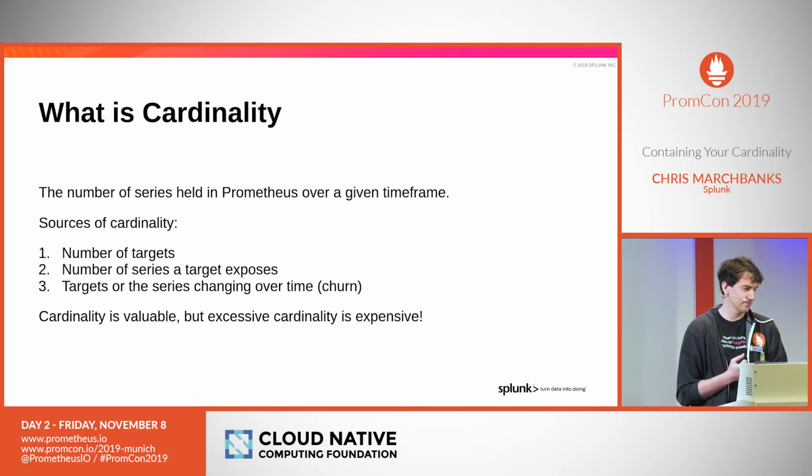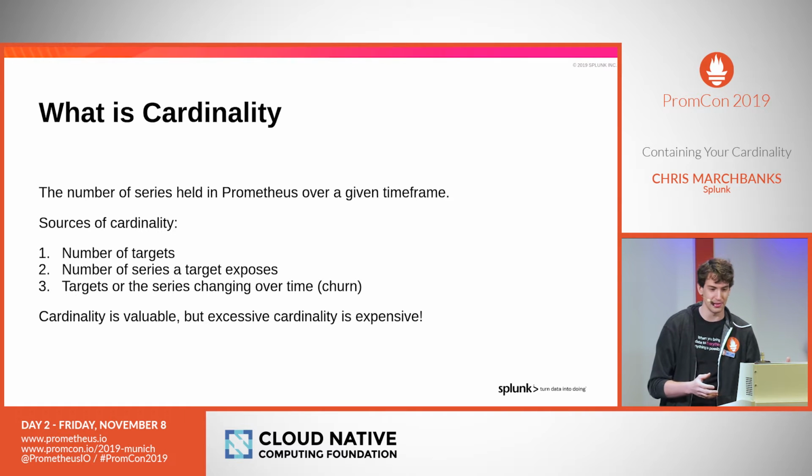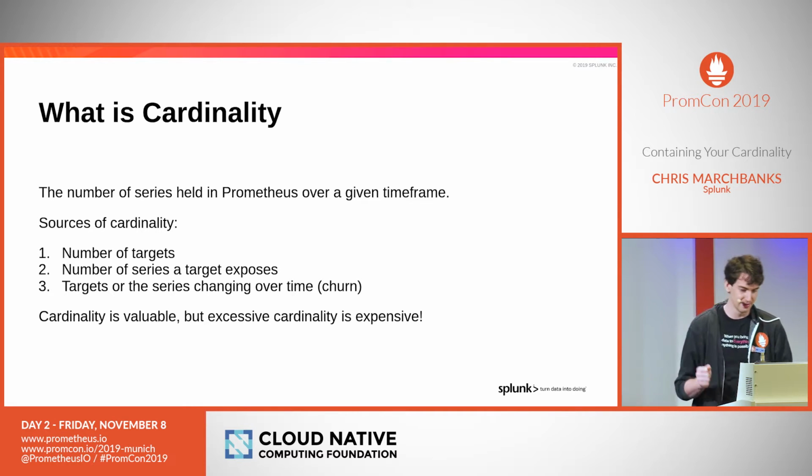And then a few different sources of cardinality: targets, series on a target, and also just how those change over time. If you're running in Kubernetes, targets are constantly coming up and down. That adds a lot to cardinality that isn't necessarily reflected at any one point in time. And finally, cardinality is valuable. Yes, it's kind of a scary thing, but it's incredibly valuable, and things you can do with it are amazing. But yes, excessive cardinality is expensive.